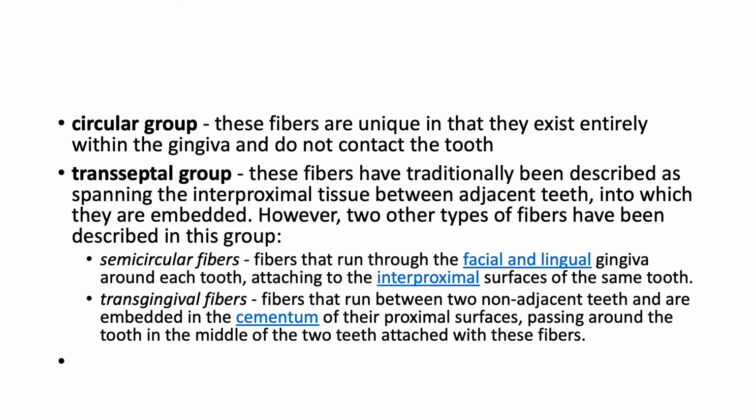Semicircular fiber. Fibers run through the facial and lingual gingiva around each tooth, attaching to the interproximal surface of the same tooth. Transgingival fiber. Fibers run between two non-adjacent teeth and are embedded in the cementum of their proximal surface, passing around the tooth in the middle of the two teeth attached with these fibers.